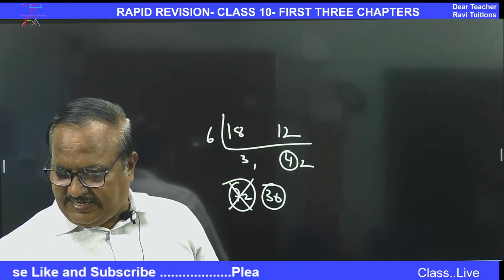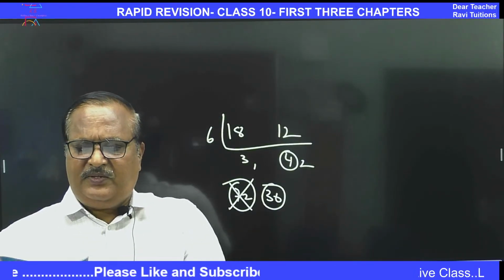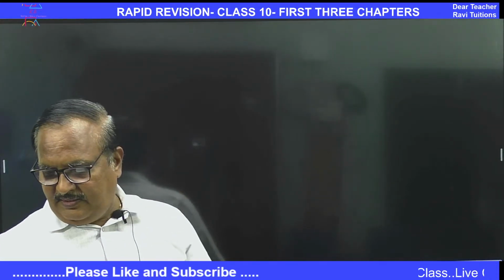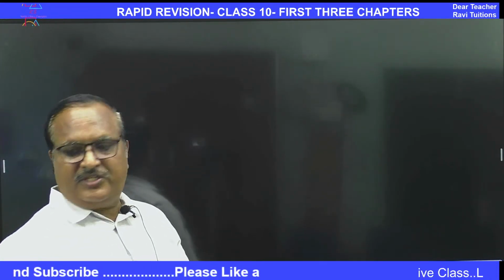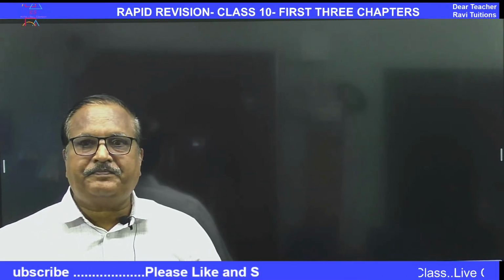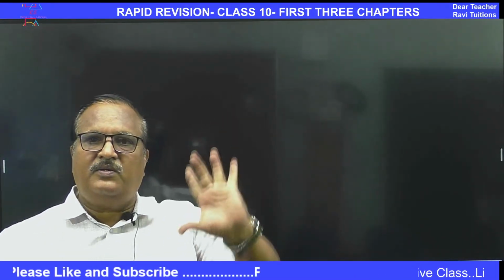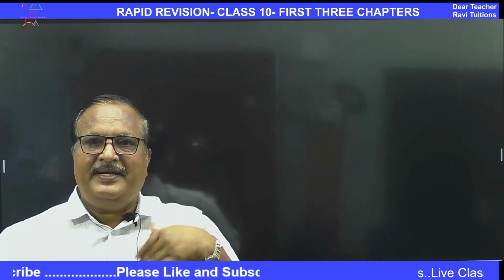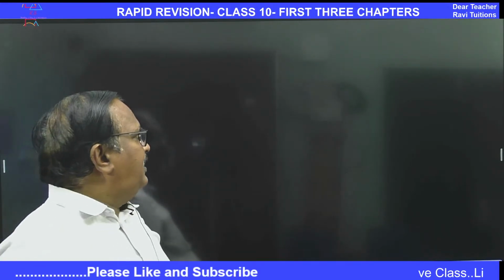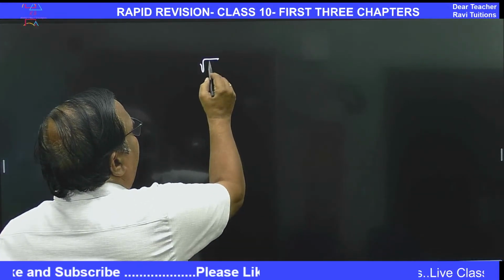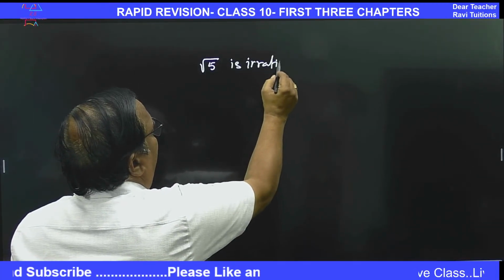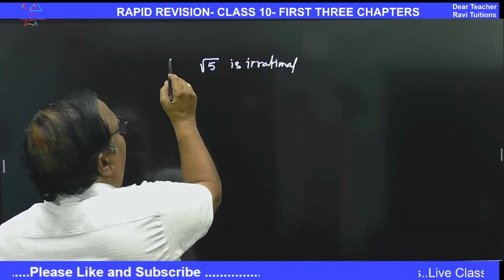So this exercise, only 3 questions are there. These 3 questions, let me complete it. First question, root 5 is an irrational number. This is a long answer question. You may be getting it for 4 marks. Okay. Let me tell you that question. Prove that root 5 is irrational. Prove.